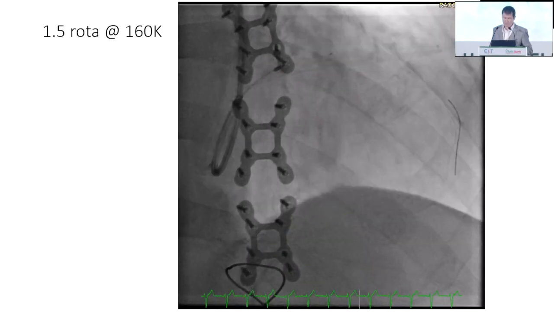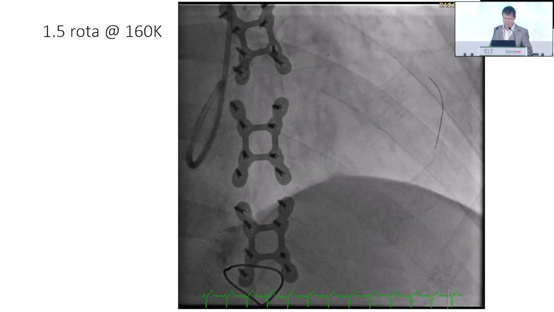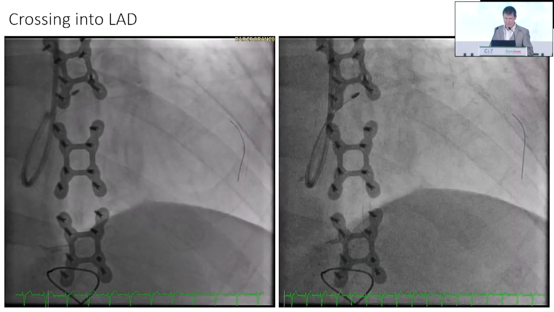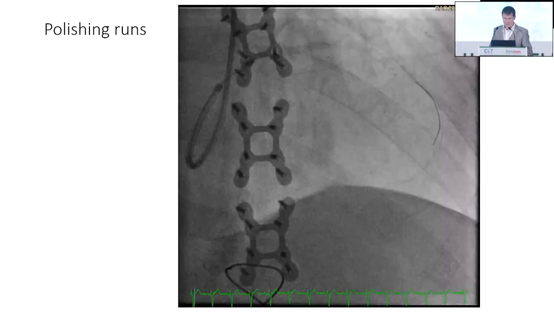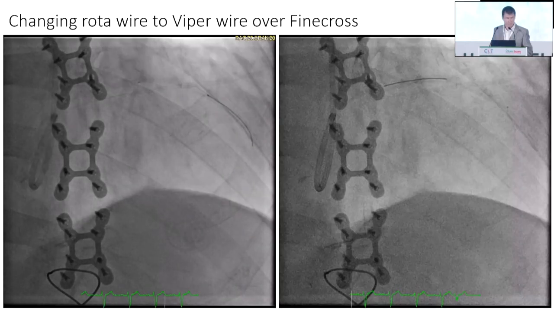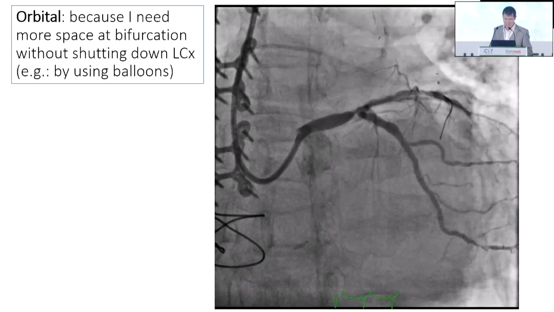Of course, I can take 1.75 or 2.0 burr through 7 French. But my intention is to treat circumflex, retroflex circumflex. And I want to do it with orbital. So after polishing runs, I changed to Viper wire and then I delivered orbital.